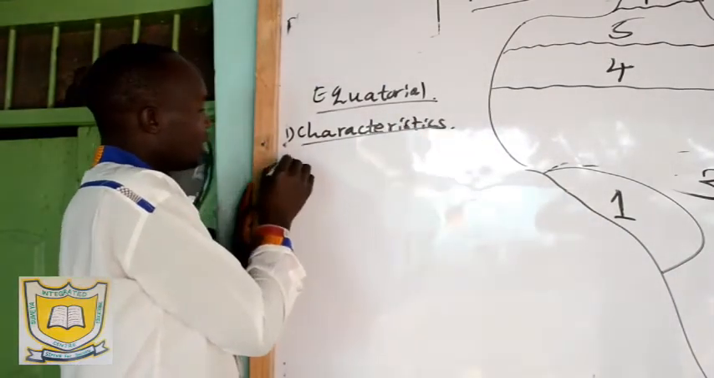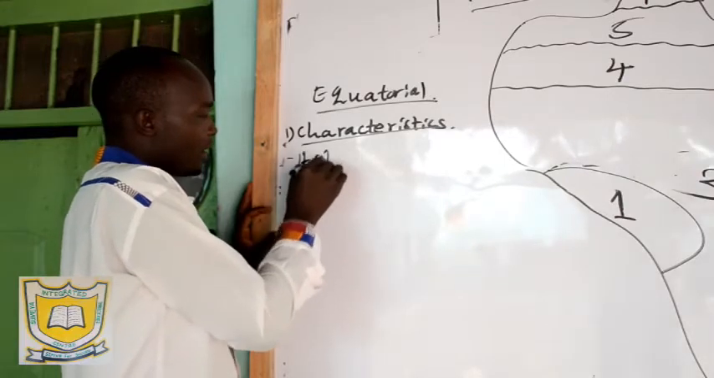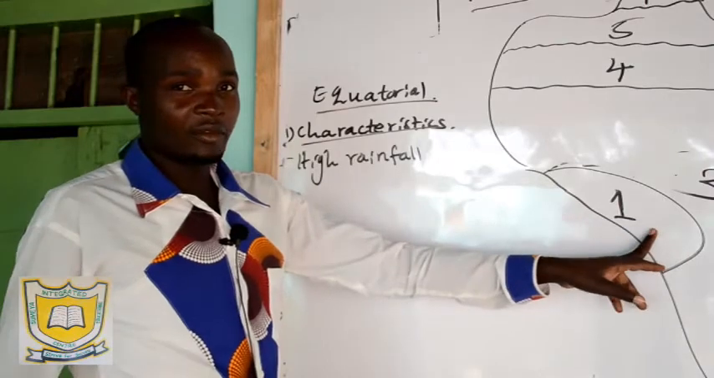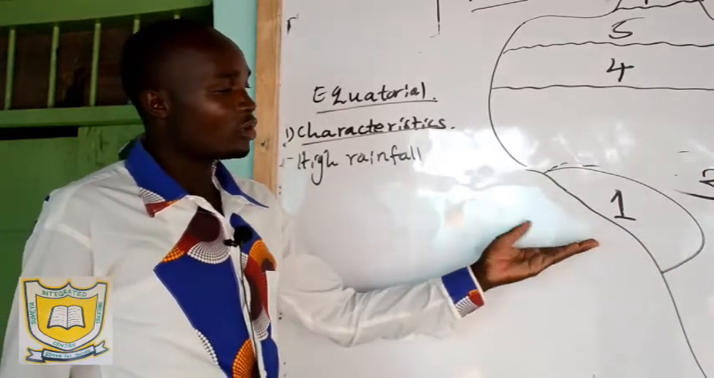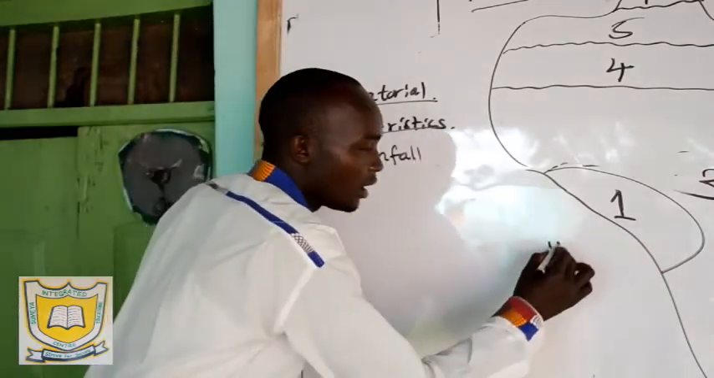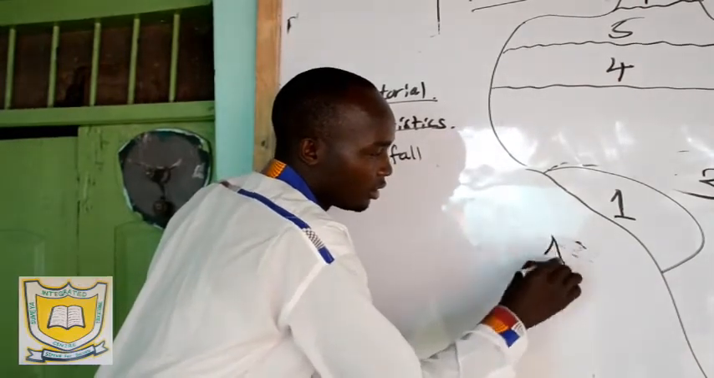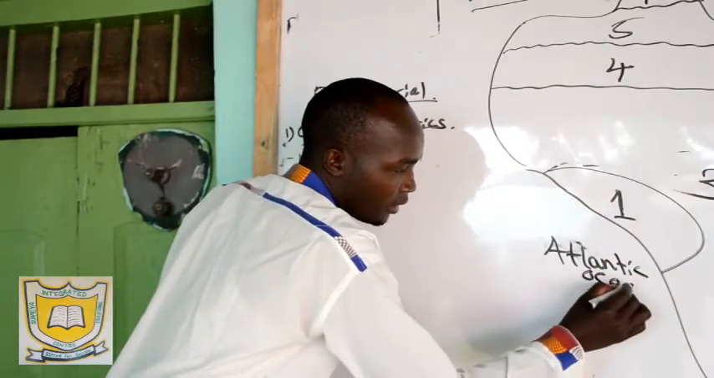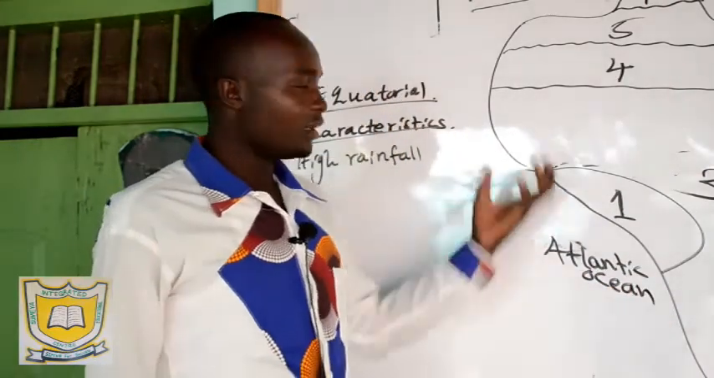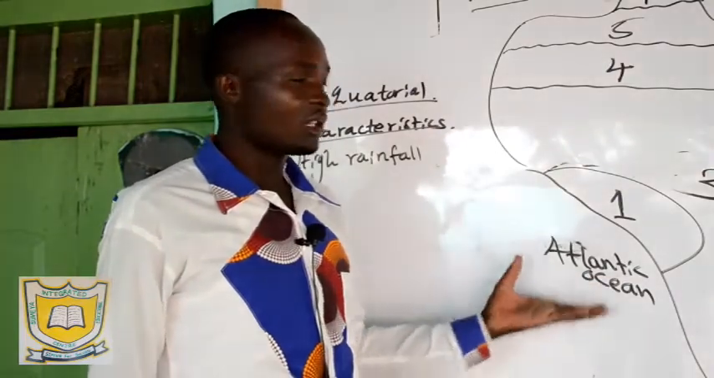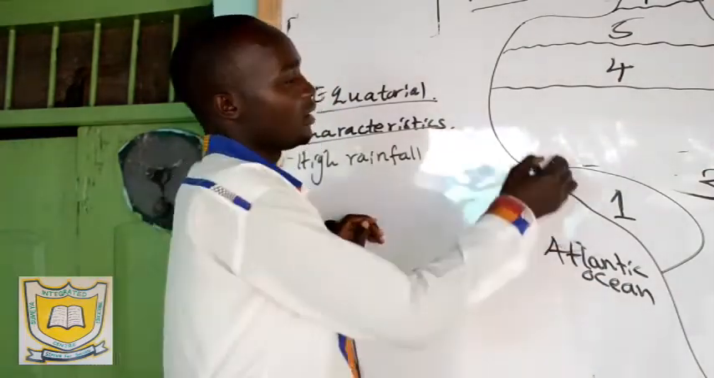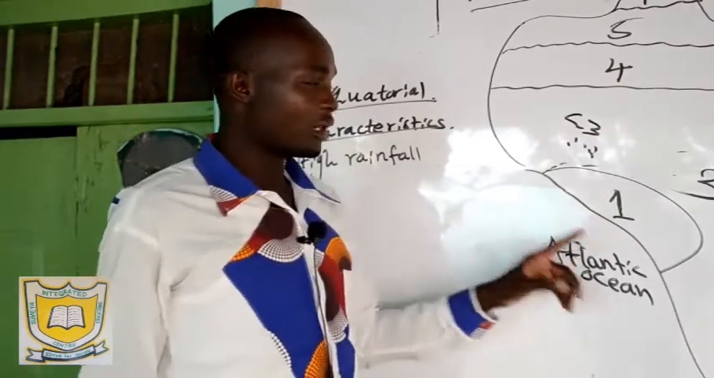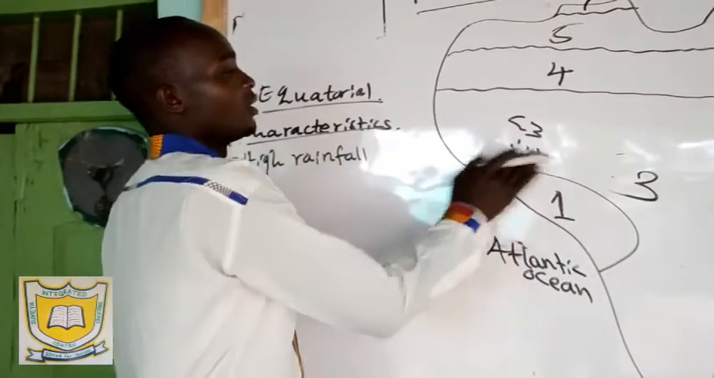Number 1, this area has high rainfall throughout the year. Why? Because there is a lot of evaporation. We know very well that this is the Atlantic Ocean. So there is evaporation from the sea daily. And when evaporation is taking place, then we know well that the water vapor condenses, then it comes back as rainfall. So there is high rainfall here throughout the year.